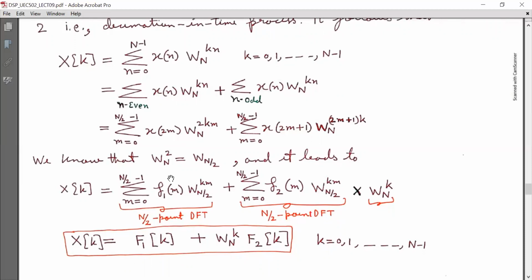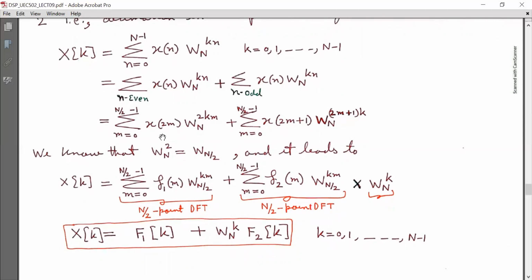We know that W raised to power 2 with base N is equal to W with base N by 2. This is very simple to show, and it leads to, here x(2m) is f1(m), x(2m plus 1) is f2(m).